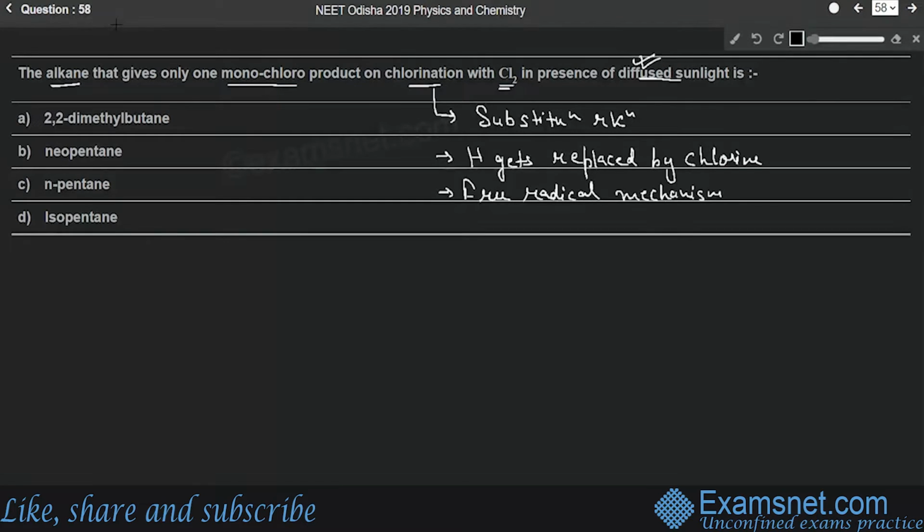Now here we have four options: 2,2-dimethylbutane, neopentane, n-pentane and isopentane, and we have to find the alkane that gives only one monochloro product. That means only one type of product will be formed. So for the formation of only one monochloro product, only one type of alpha hydrogens should be present.